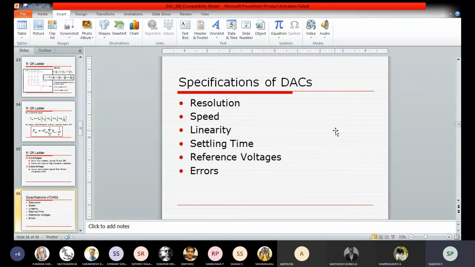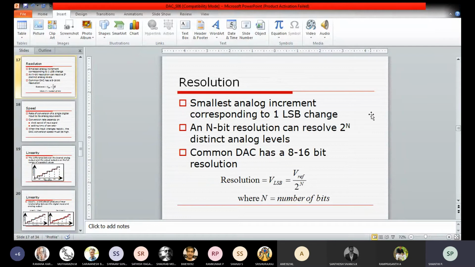The specifications of digital to analog converters are resolution, speed, linearity, settling time, reference voltages and errors. What is meant by resolution? It is how much error is occurring in the signal, so it depends upon the error signal. We have to consider resolution.